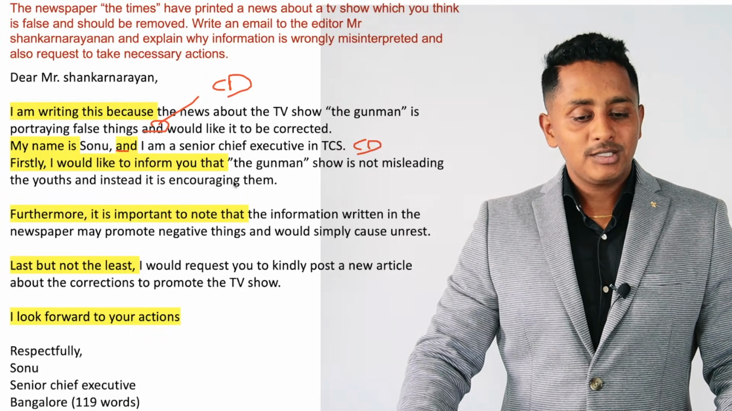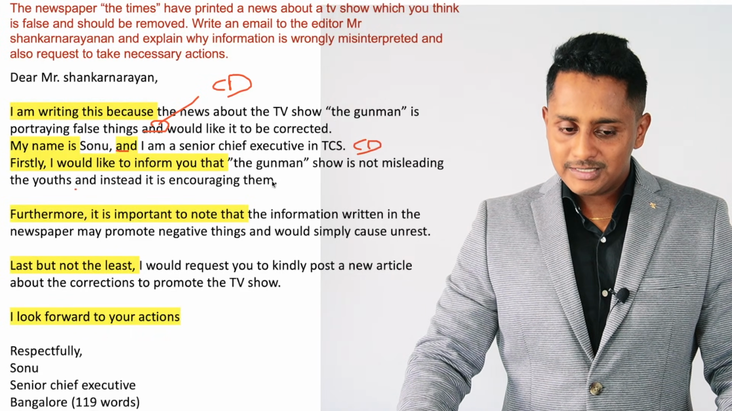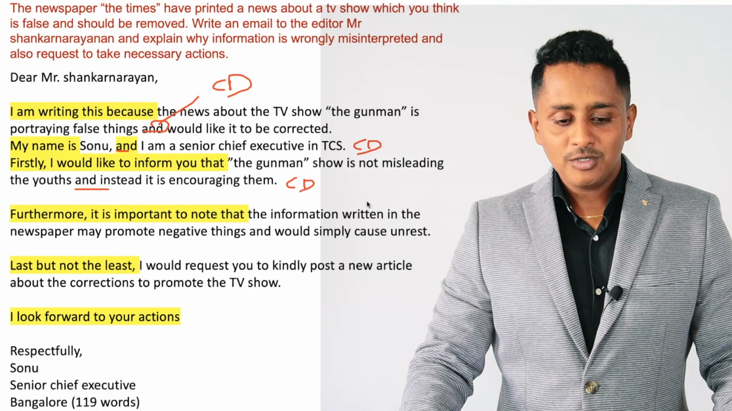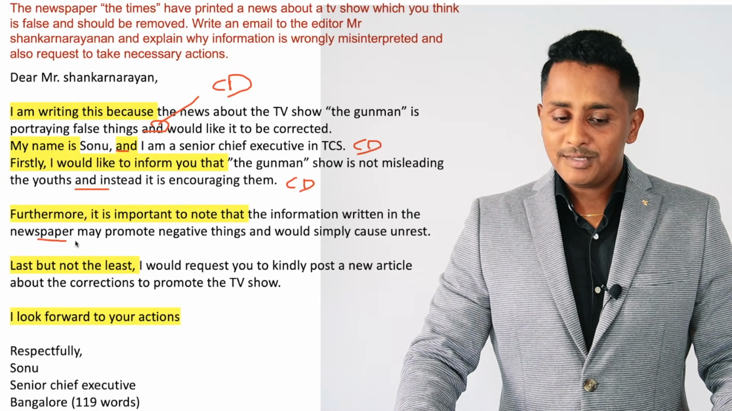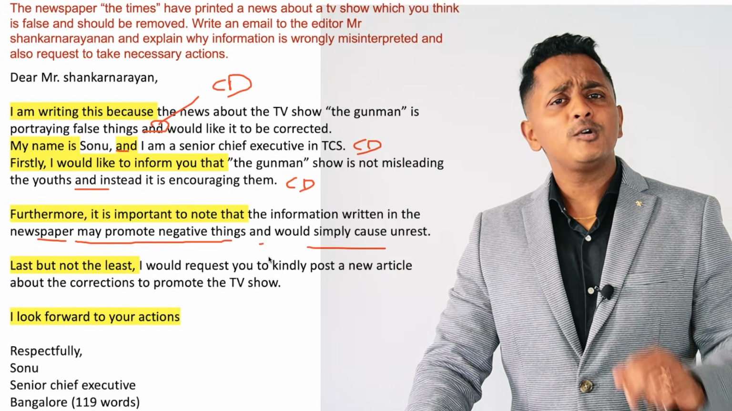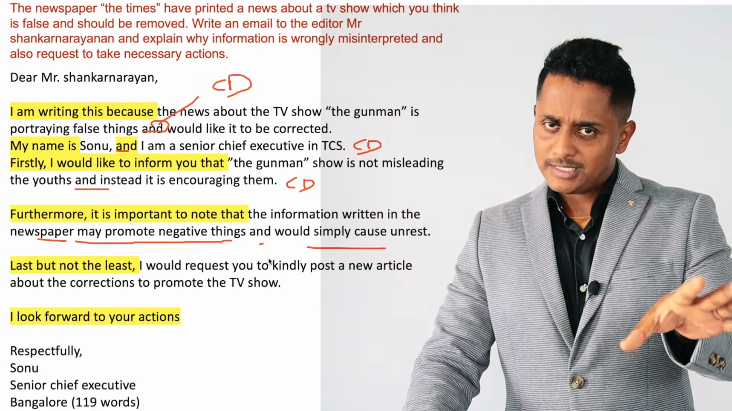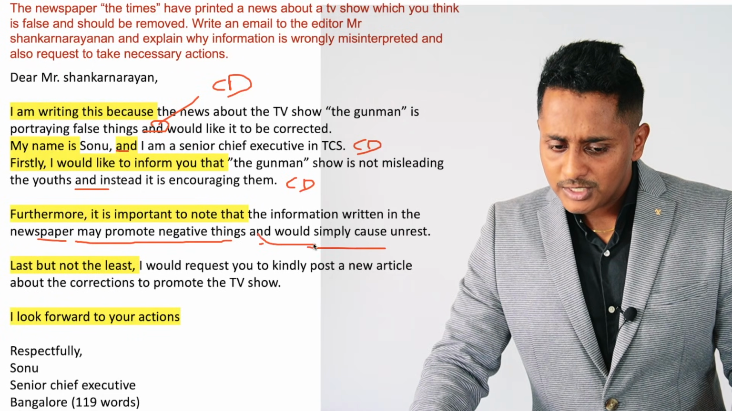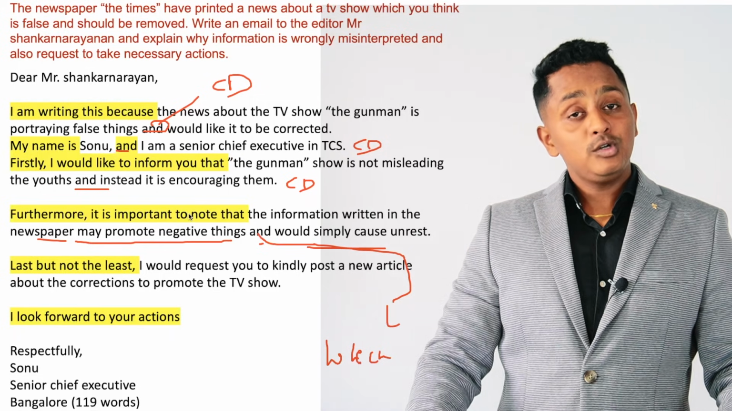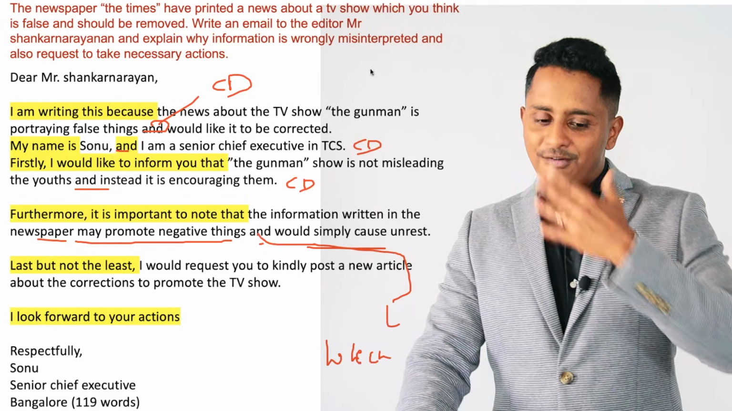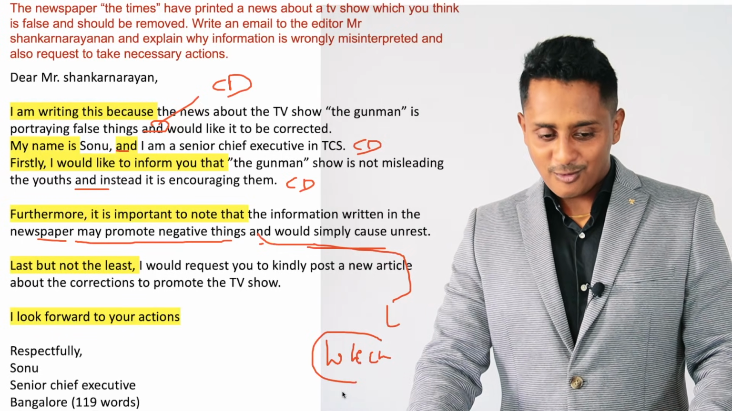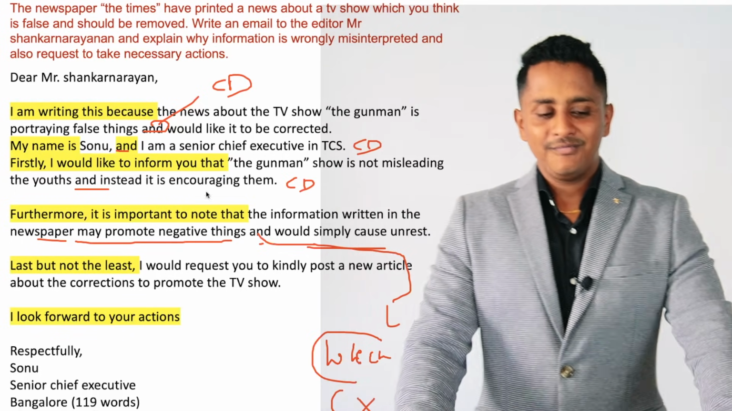Firstly, I would like to inform you that the gunman show is not misleading and instead it is encouraging them, compound sentence. It's important to note that information written in the newspaper may provide negative things and would simply cause unrest. How many compound sentences? I wanted to talk about this earlier, I forgot, sorry. Here you can change it to the word which. Which would simply cause unrest. If you use this which, it's called a relative clause, which is a complex sentence.